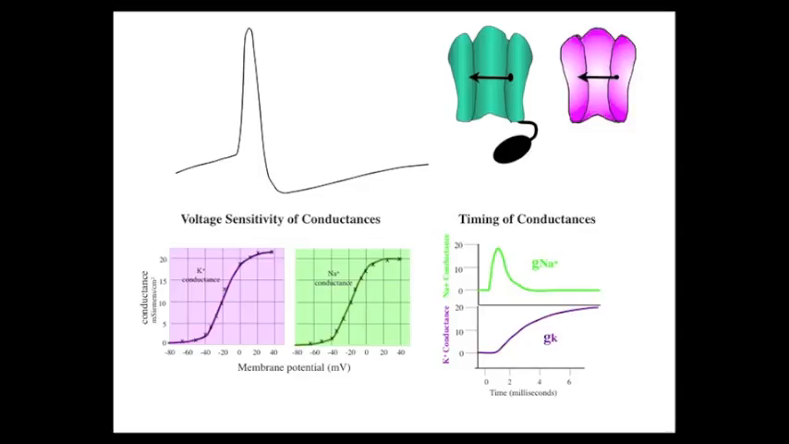The way these events are orchestrated in time is explained by the timing of the conductances, where the activation gates of sodium channels open first, followed shortly thereafter by the closing of the sodium inactivation gates and the opening of the activation gates on the potassium channels. Together, voltage sensitivities and timings of the sodium and potassium conductances, discovered by Hodgkin and Huxley from voltage clamp experiments on the squid giant axon, account fully and completely for the events that underlie the generation of the action potential.